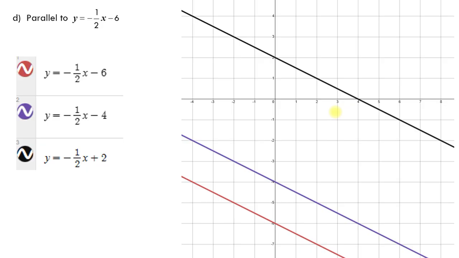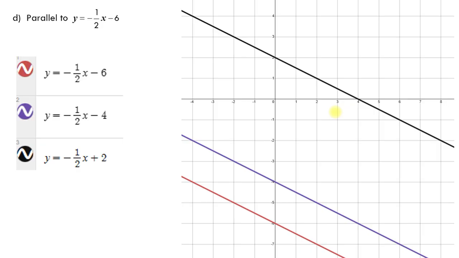Parallel to y equals negative 1/2 x minus 6. Well, for it to be parallel, it must have the same slope as y equals negative 1/2 x minus 6. So the slope is negative 1/2. As long as the other equations have a slope of negative 1/2, then it doesn't matter what the y-intercept is.